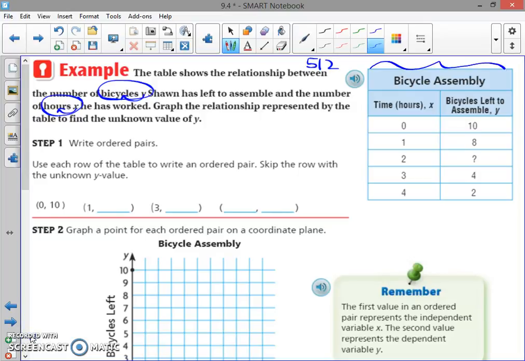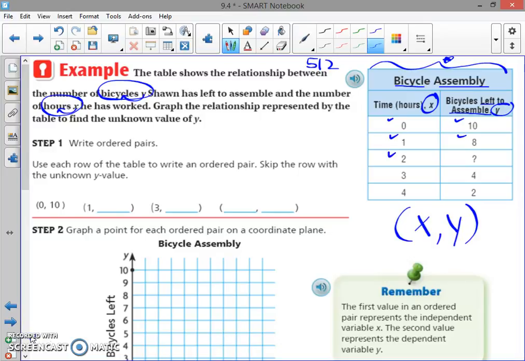Again, read your table. Bicycle assembly. Time in hours. So in 0 hours, so he hasn't started yet. So this is a weird graph. It's almost backwards. So in 0 hours, he still has 10 bicycles left to assemble. Okay, and again, this is the X and this is the Y of your ordered pair when we're graphing. Okay, after 1 hour, he only has 8 left to assemble. So wouldn't we assume that it took 1 hour to assemble 2 bicycles?